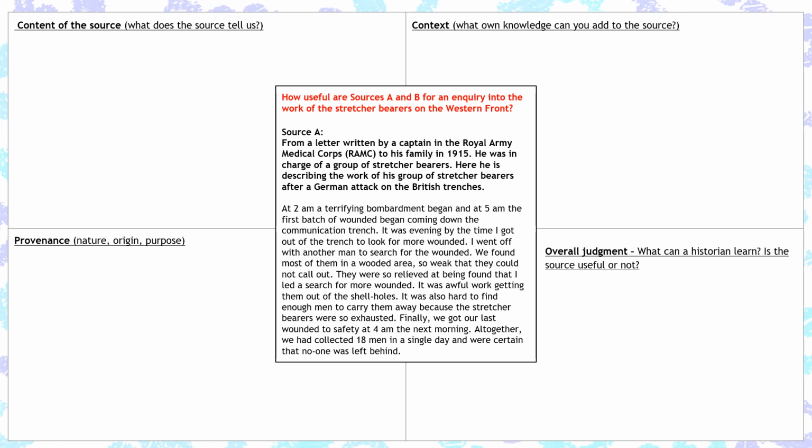Then we look at the provenance. So where does it come from? Why was it made? Who made it? When was it made? So the nature, the origin and the purpose. And then we do a little judgment for source A. How useful do we think source A is?